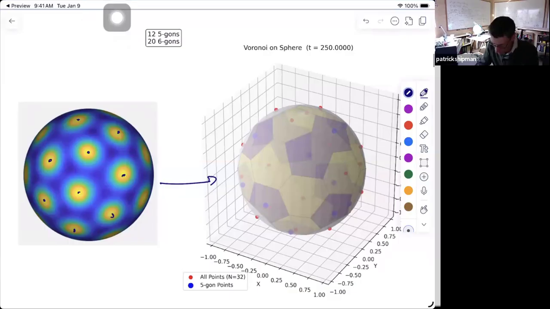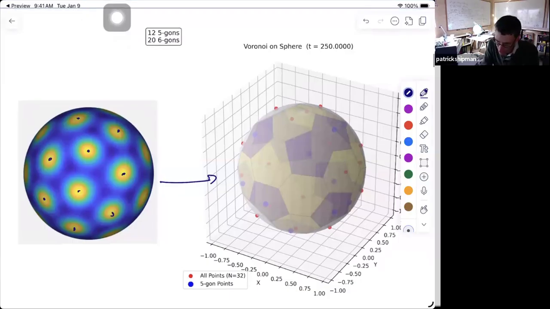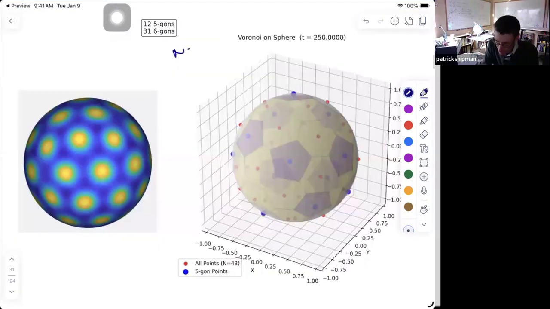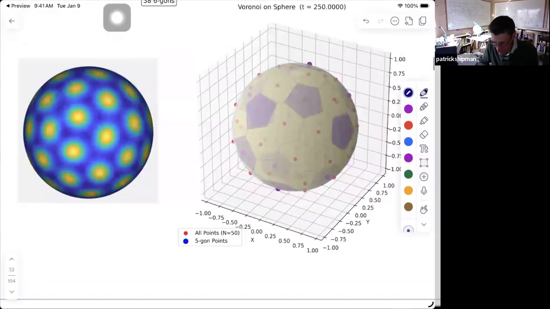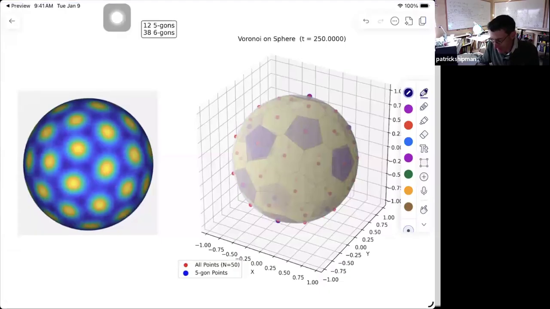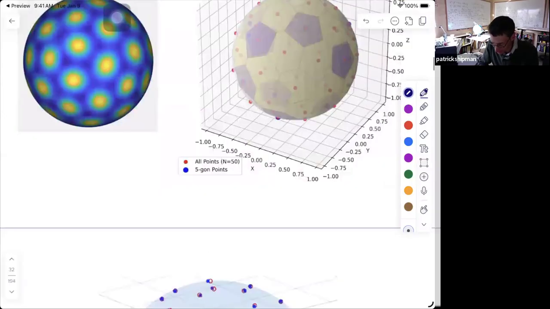We can try this for certain numbers of points. Here N, the number of points, is 32. Here it's 43. And just for fun I'll put up different examples here, 50. The point is that you get some distribution of points, and it's looking like a pretty even, nice distribution. So your question could be, again, how does this relate in general to the Thomson or Themis problems?